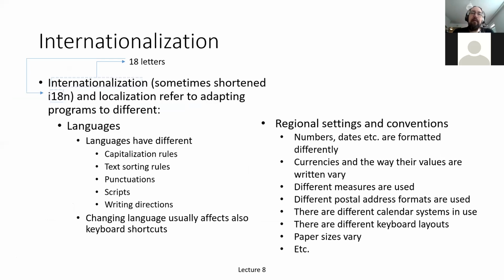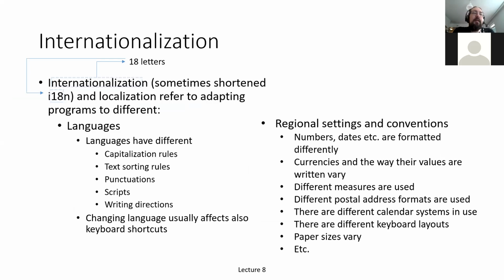So internationalization was the main thing here. It's often called i18n, because it's an I, then 18 letters, and an N in the word internationalization. It refers to adapting a program for different languages, regions, and cultures. Localization is another related term, but not exactly the same.